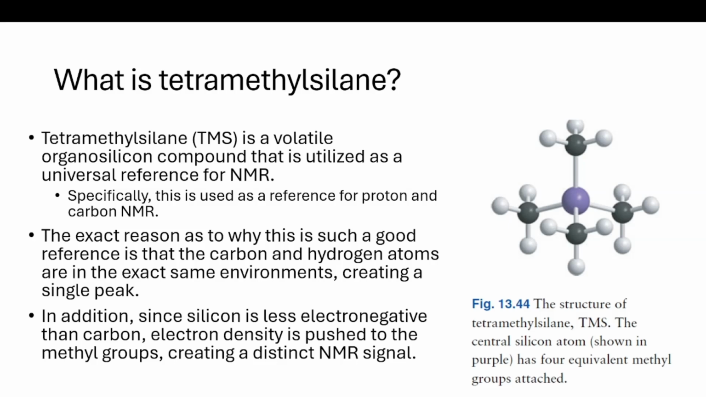And the reason why this is such a good reference is because the carbon and hydrogen atoms are in the exact same environments. Their electron distributions are exactly the same. And so therefore, we're going to get a single peak instead of a bunch of different complex peaks, which makes this really useful as a reference. And in addition, since silicon is actually less electronegative than carbon, electron density is going to be pushed out to the methyl groups, which will create a more distinct NMR signal if we compare it to other compounds out there.